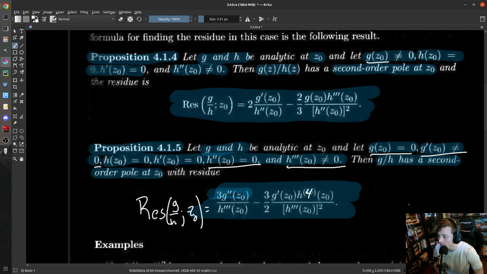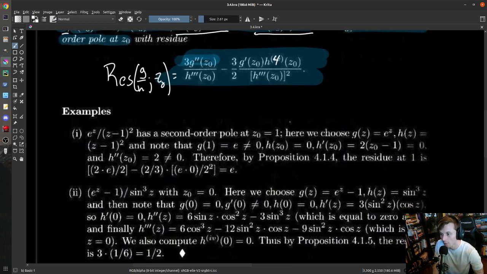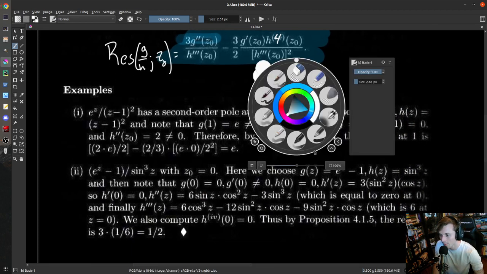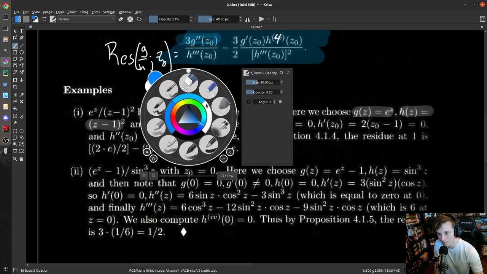It's good to know that these things exist. It is good to know that it is possible to find formulas like this, and it is occasionally useful to use them. For example, if we want to work through a problem really quick, take e to the z divided by z minus 1 squared. This is a second order pole at z naught equals 1. The top is non-zero, and the bottom has a zero of order 2, so it's a second order pole. Okay, so g of z is the top, h of z is the bottom.